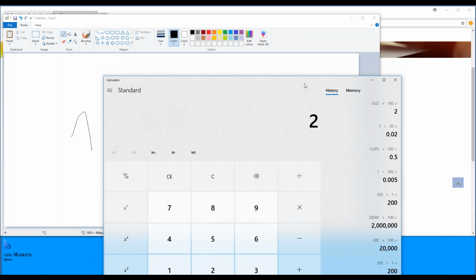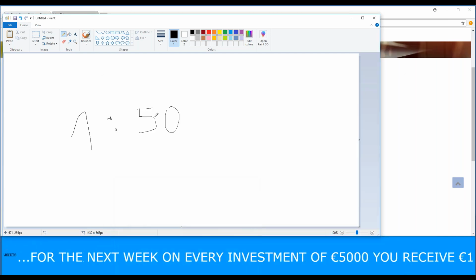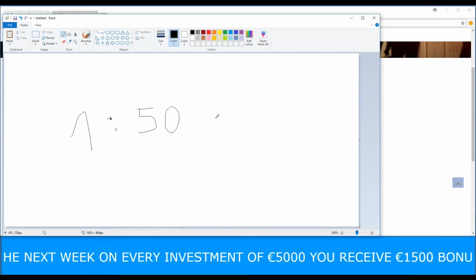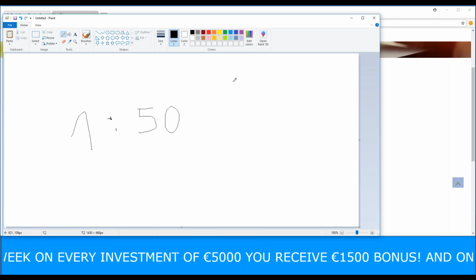We don't need all that money to be on our account. So if we are making a trade of, let's say, $100,000, we just need a $1,000 deposit. So leverage allows us to make bigger trades with less money on our account.